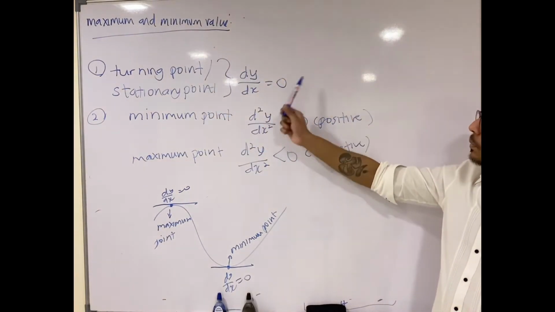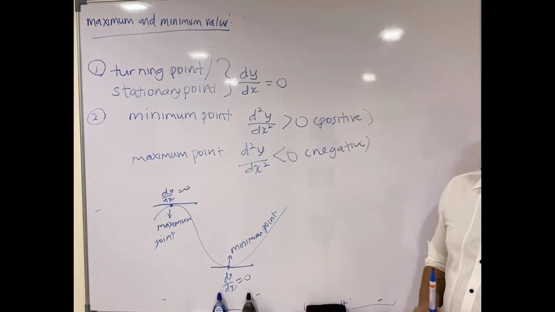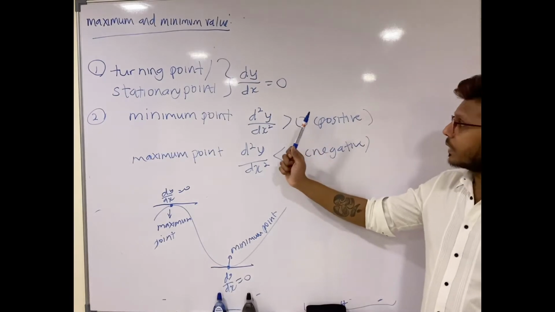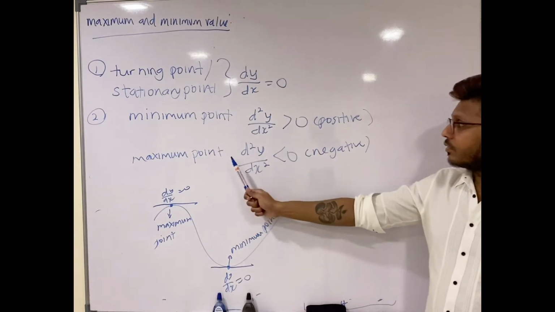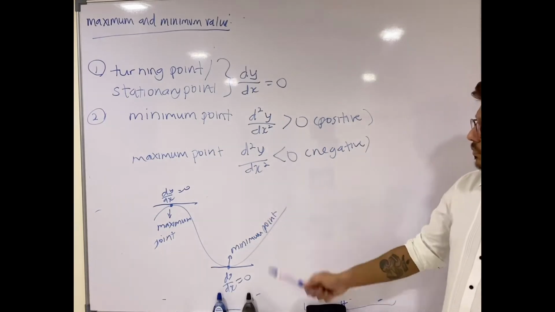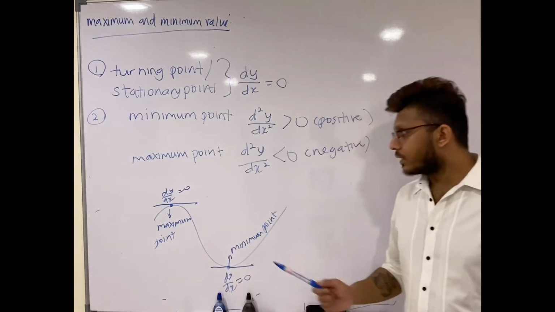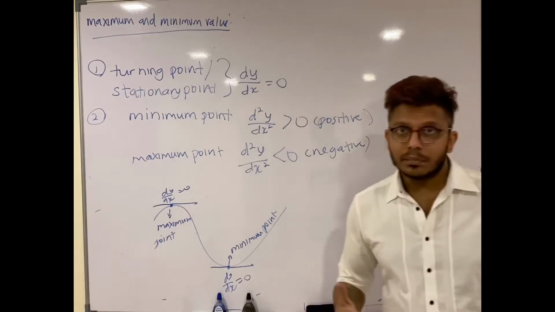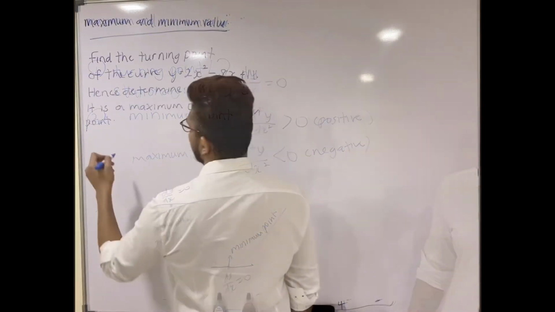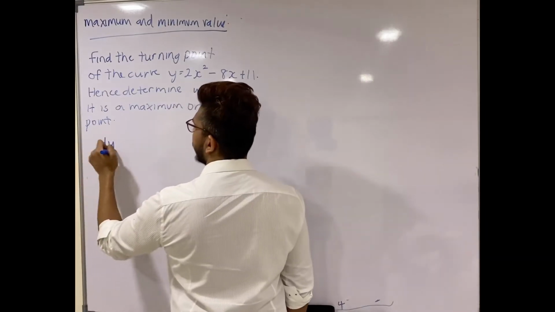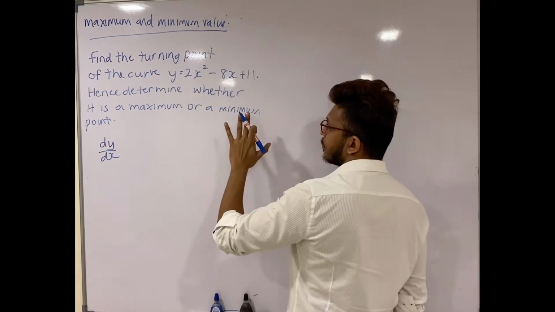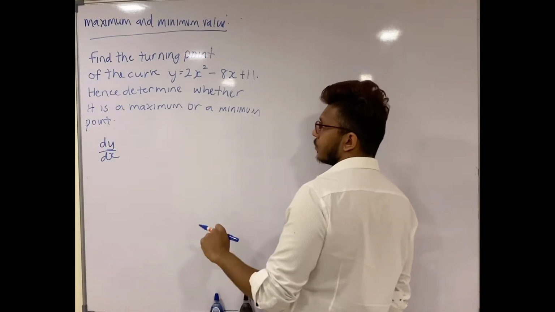And if you want to determine whether the turning point is minimum or maximum, you do the second derivative. If the second derivative is positive, it's going to be a minimum point. If the second derivative is negative, then it's going to be a maximum point. Okay, and this is what a maximum point and a minimum point are. There are also local minimum and maximum. That is not covered in your syllabus, so I'm stopping here. Understand, guys? I'll find dy dx because whether it's minimum or maximum doesn't matter, but as long as it's a turning point, dy dx has to be equal to 0.